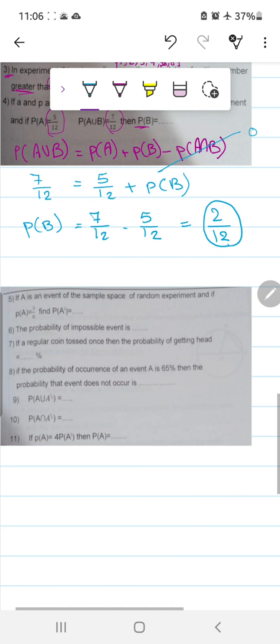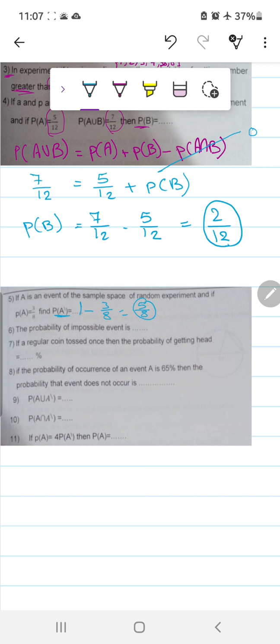Another example: if A is an event of the sample space of a random experiment, and if probability of A is 3 over 8, find the probability of A complement. As we said, the sum of them is 1. We want to get the complement, so 1 minus 3 over 8. Using your calculator, 5 over 8.